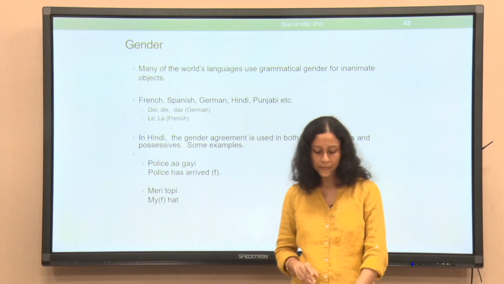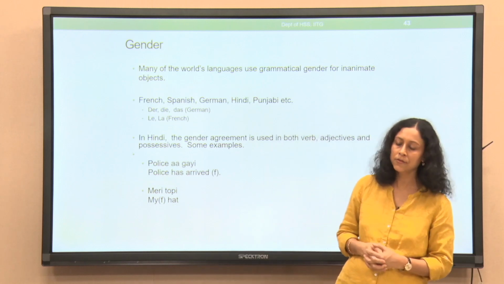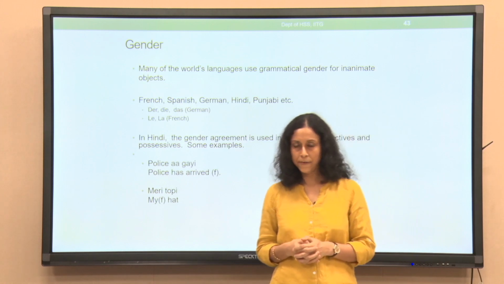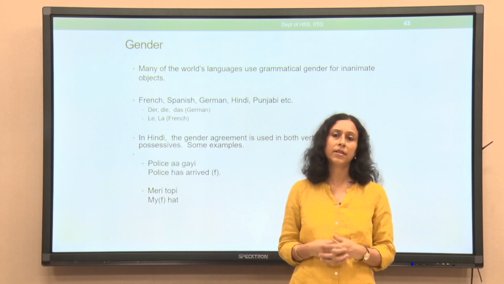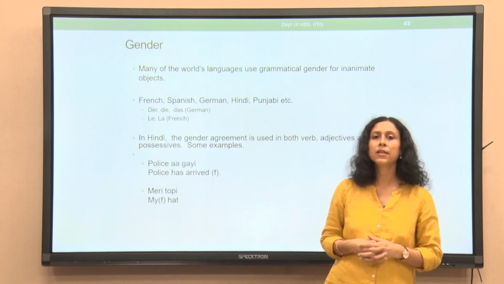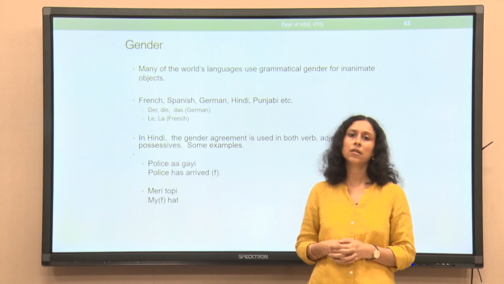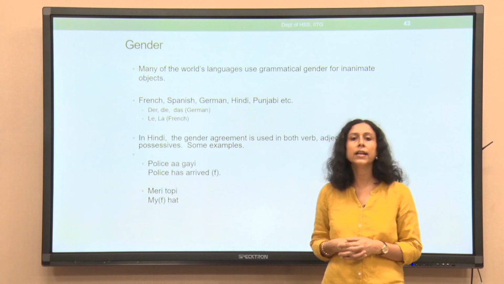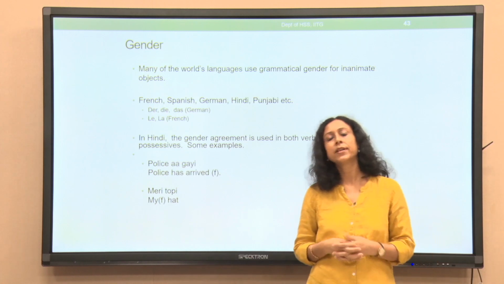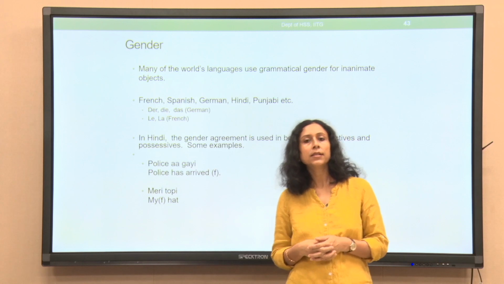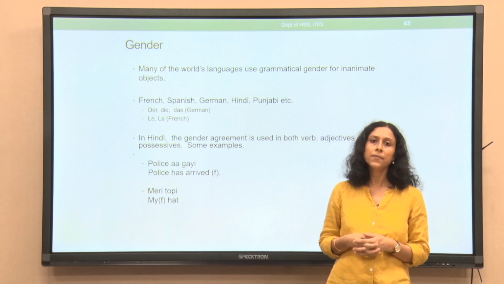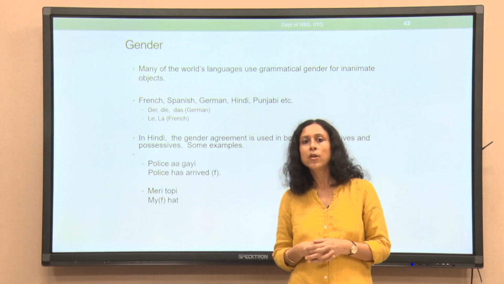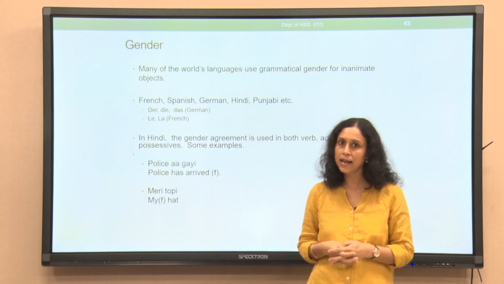The first grammatical aspect that we will discuss is grammatical gender. Languages differ in terms of whether they have a grammatical gender or not. What does it mean to have a grammatical gender? Some languages in the world assign gender to an inanimate object. Of course, animate objects have biological gender, but in some languages, inanimate objects, objects that are not biological entities, will also have some kind of gender assigned to them.